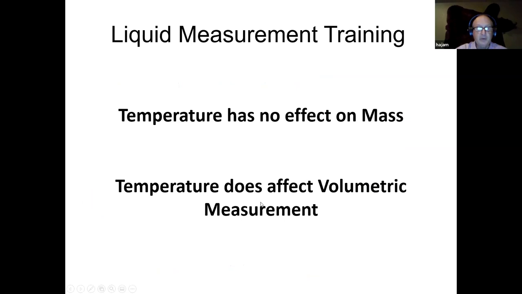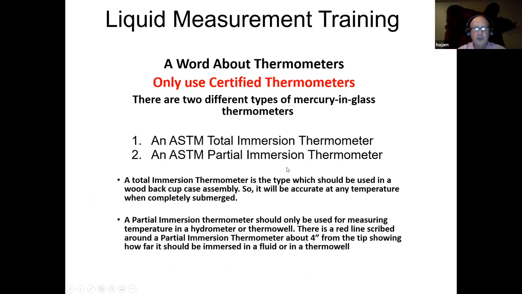Temperature does affect volumetric measurement, and very much so. We'll demonstrate that through the training here tonight. So first off, before we get started in just exactly how to arrive at a net volume, or at least arrive at a corrected gravity, we need to talk about thermometers for a minute. Number one, we only use certified thermometers. Some metrology lab or some certifying agency needs to certify your thermometers. They have to be accurate. And there are many ways of determining that.